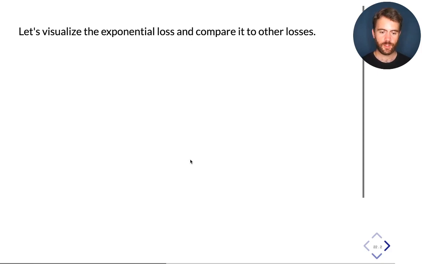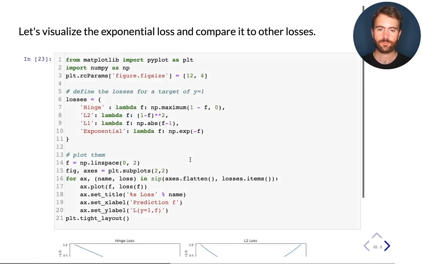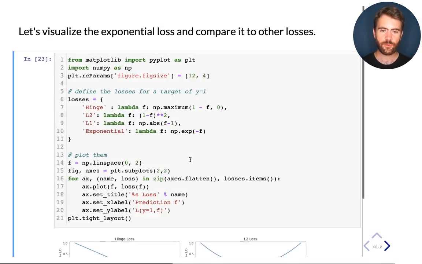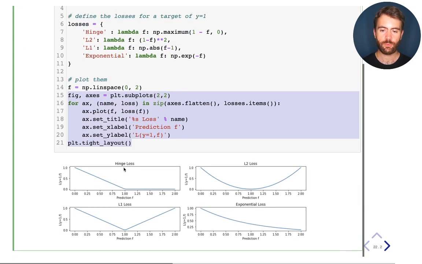It's also useful to visualize this loss. Here, this is a lot of Python code, but I just define four losses, so hinge, L2, L1, and the exponential loss in NumPy. And then I do a simple for loop to visualize them in a 2x2 grid, which you see here.